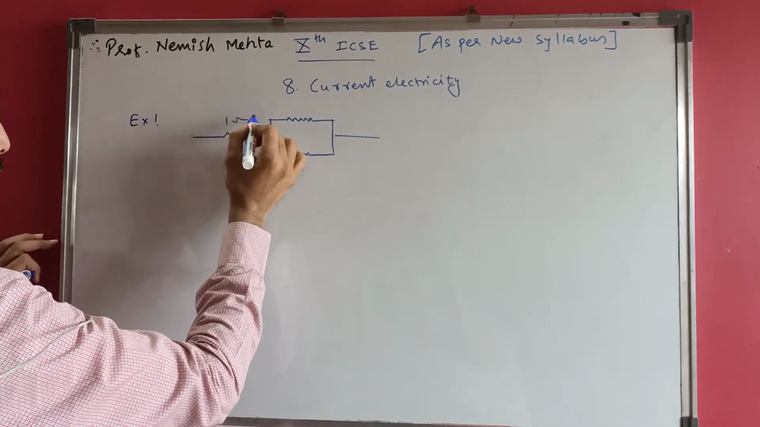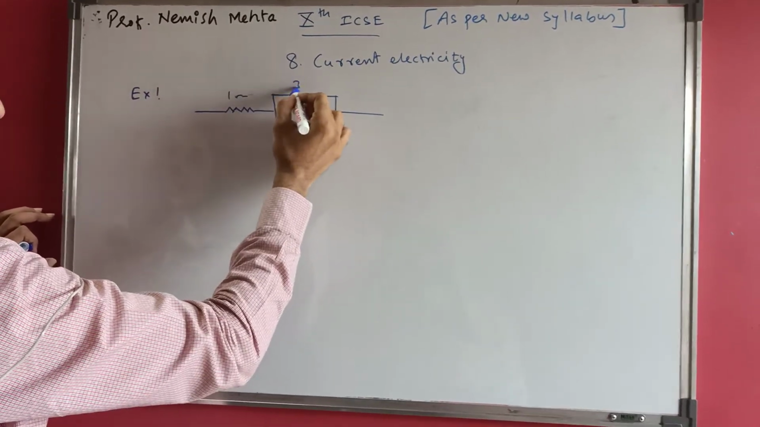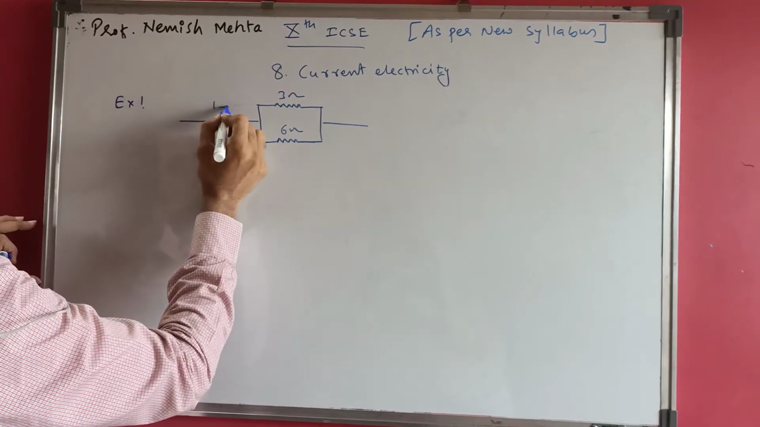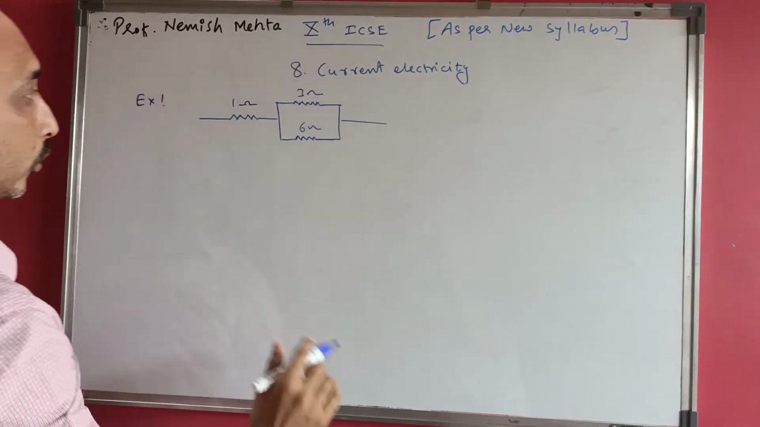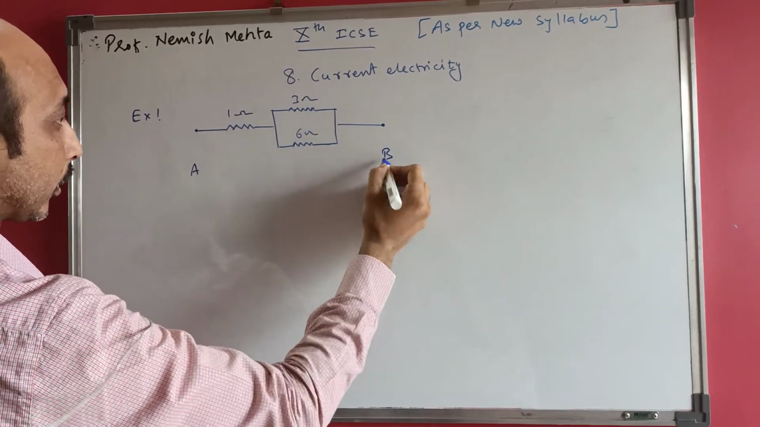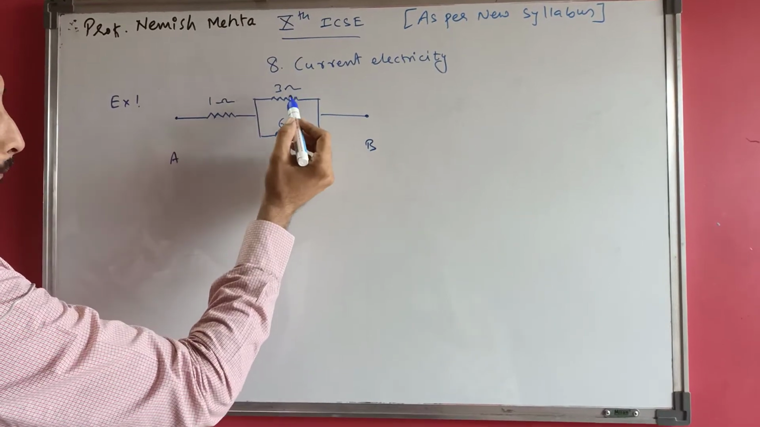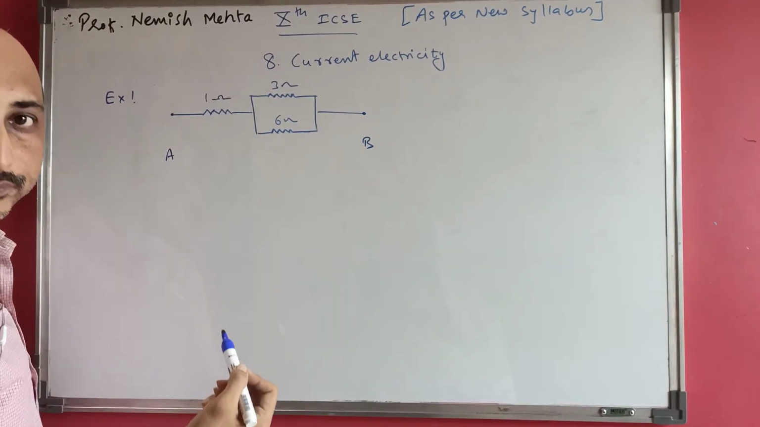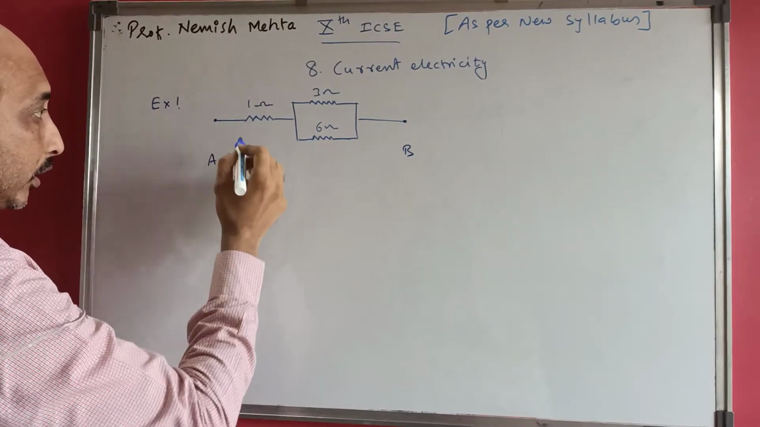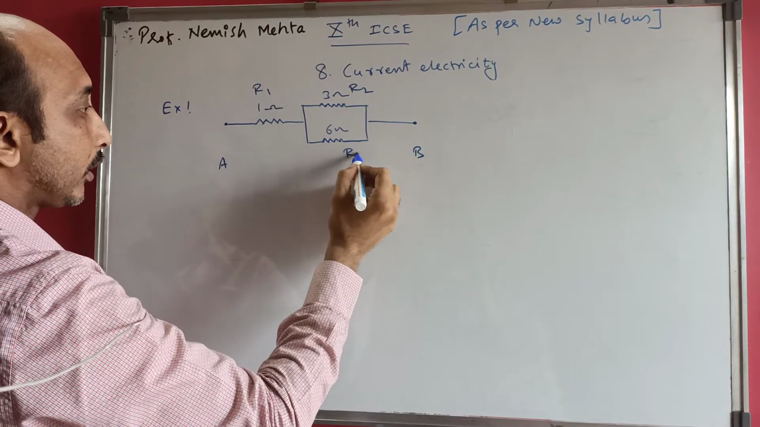This is 1 ohm, this is 3 ohm, and this is 6 ohm. Getting it? 1 ohm, 3 ohm and 6 ohm. Find out the equivalent resistance of the circuit. Now here this is in series with this and these two are in parallel. So first we will solve this circuit. Let us give names. This is R1, this is R2 and this is R3.